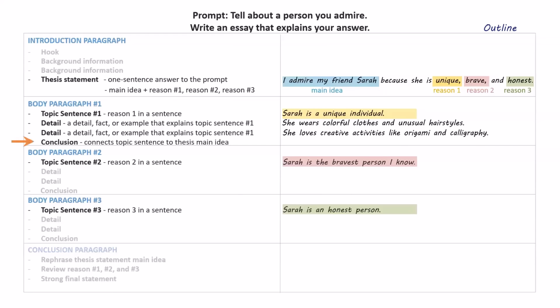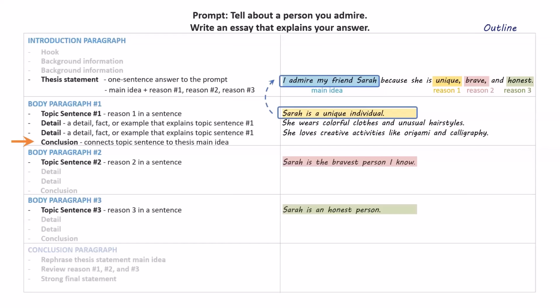In the conclusion sentence, we want to connect the topic sentence of our paragraph back to the main idea in our thesis statement. Remember, the main idea in the thesis statement is the basis of everything else we write. So if we revisit that idea in our conclusion sentences, it helps us to keep everything connected. So here, we need to connect the topic of body paragraph 1, that Sarah's unique, back to the main idea in the thesis statement that this is a reason I admire Sarah.